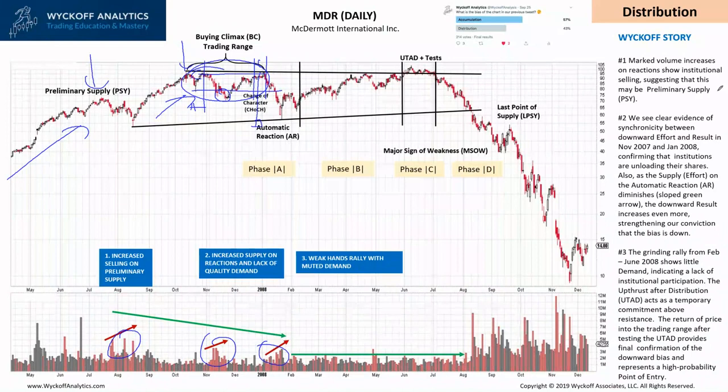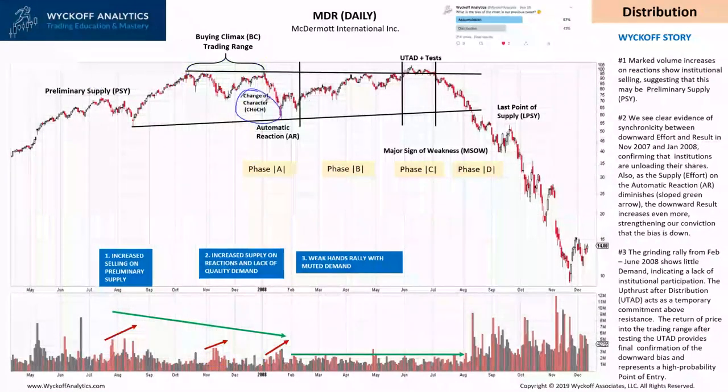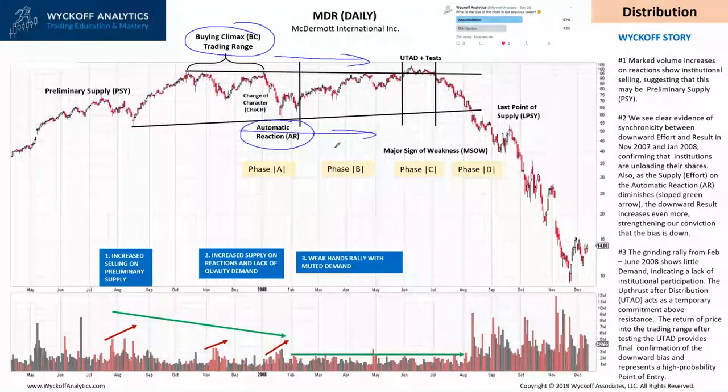That first initial move to the downside is going to be our true change of character. If that's a change of character, then at the low you're going to have the automatic reaction, and at the high you're going to have a buying climax. That defines the levels of the support and the resistance.